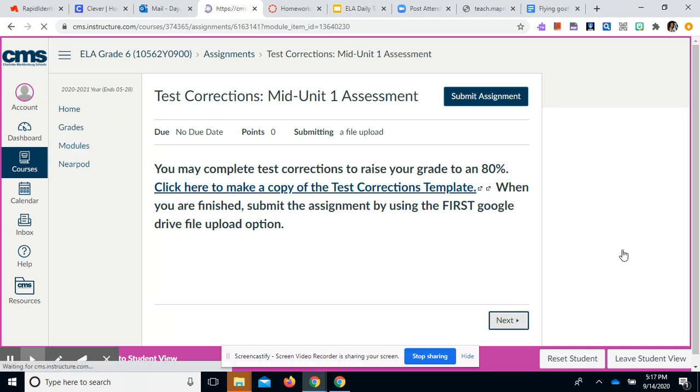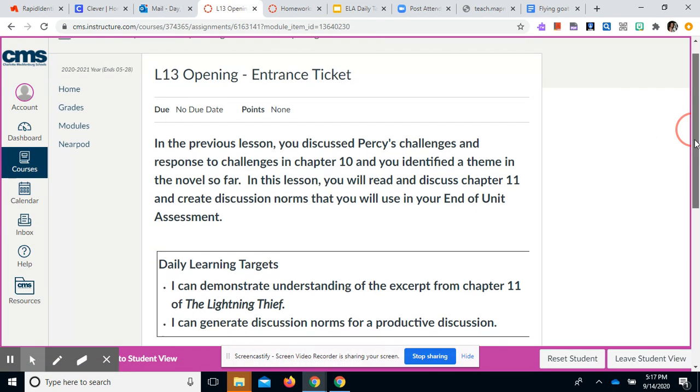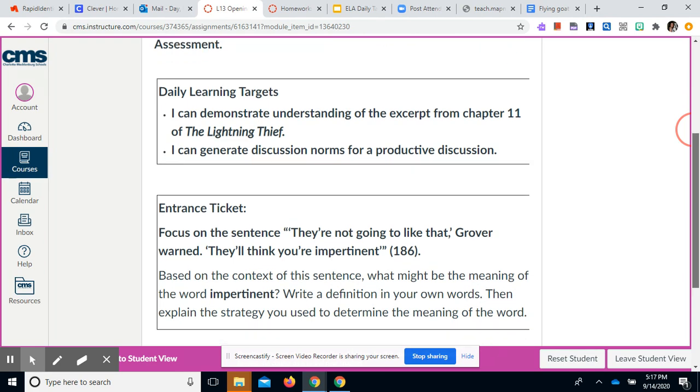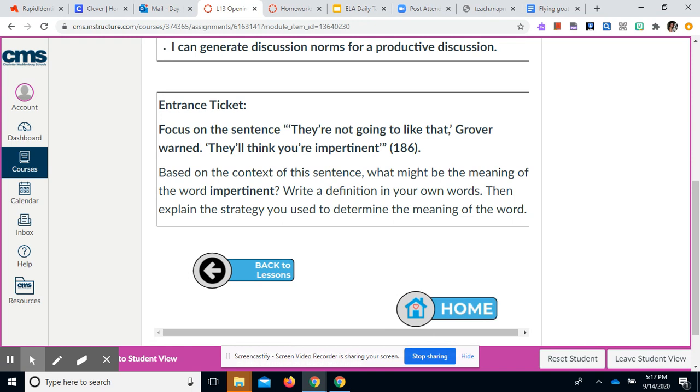Next, we have our entrance ticket. Learning targets for today: I can demonstrate understanding of the excerpt from chapter 11. I can generate discussion norms for productive discussion. The entrance ticket asks us to look at the sentence, "They're not going to like that," Grover warned. "They'll think you're impertinent." We were to identify the meaning of impertinent based on the context.